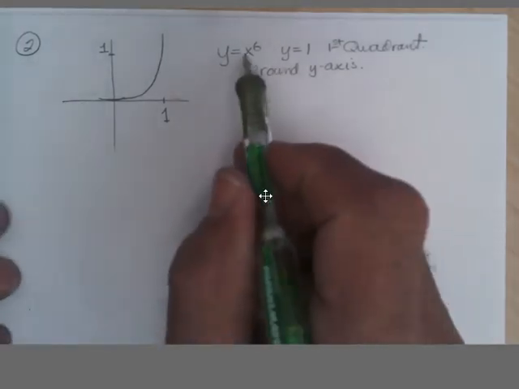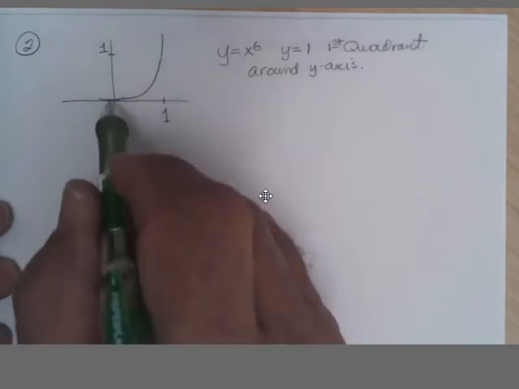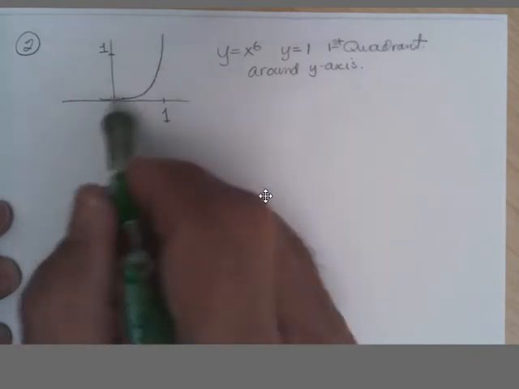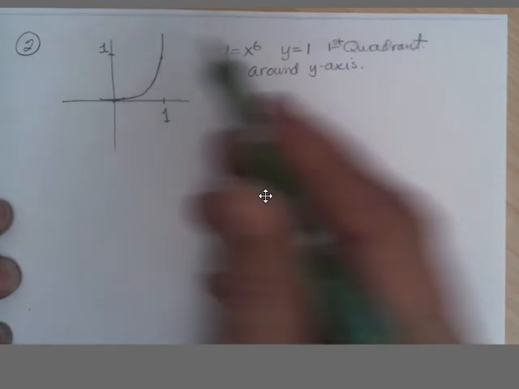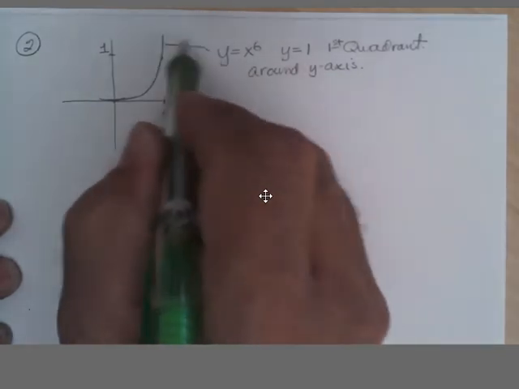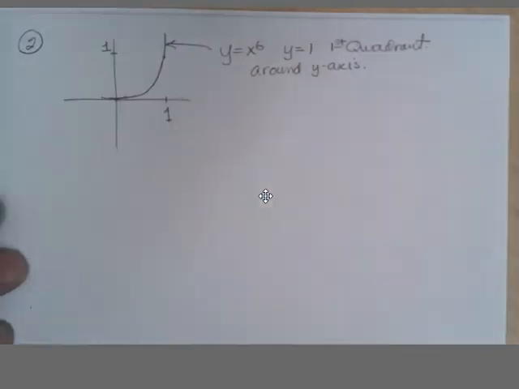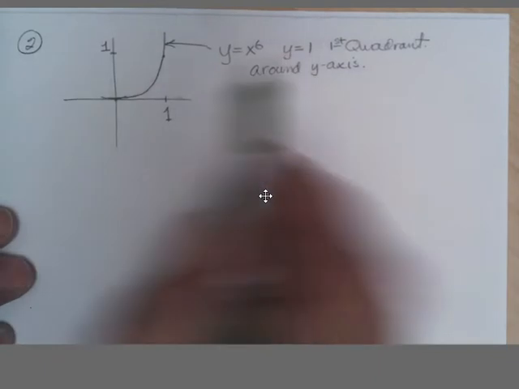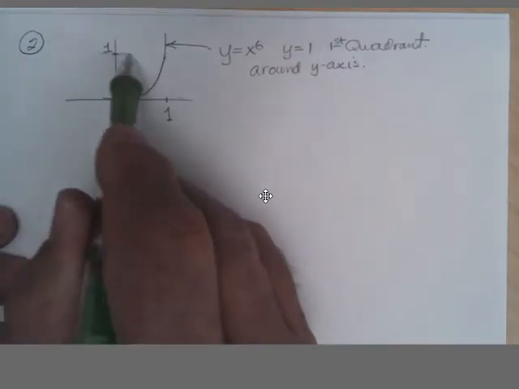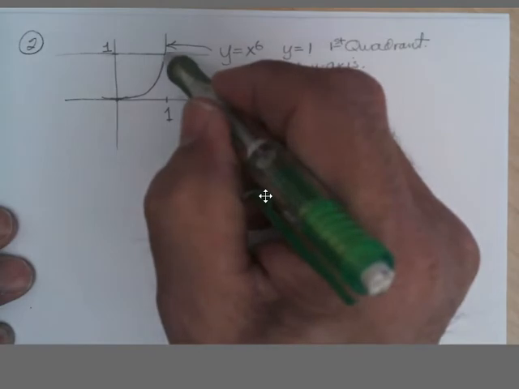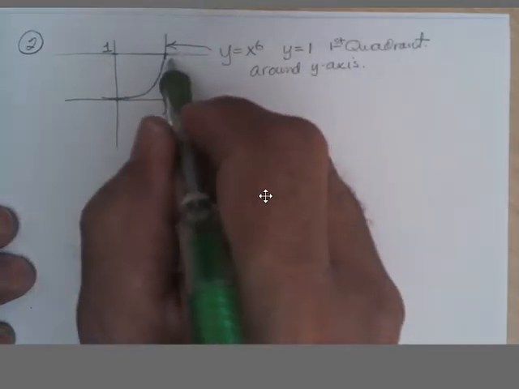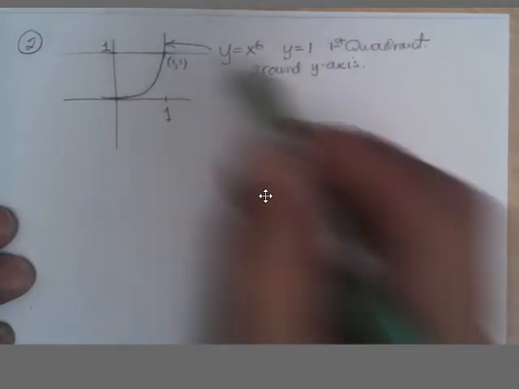Okay, so y equals x to the 6. That goes through 0, 0, and it goes through 1, 1, and it's very flat and then goes very steep. So that's y equals x to the 6th. I've already got a sketch of that. Y equals 1 looks like this. This intersection point is 1, 1.